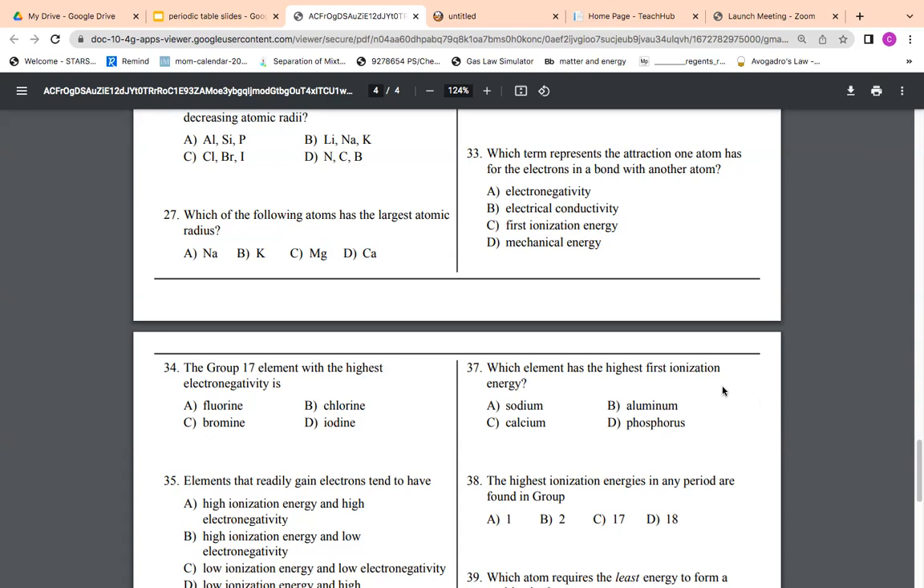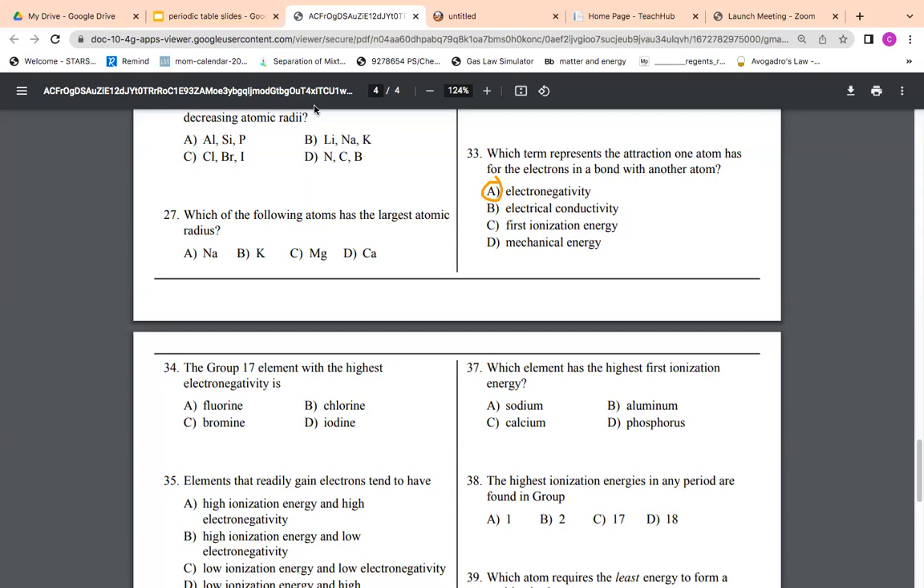Alrighty. Okay, 33. Which term represents the attraction one atom has for the electrons in a bond with another atom? This is the definition of electronegativity. This is the attraction for electrons. This is electronegativity. 34. Group 17 element with the highest electronegativity is, so group 17, these are the halogens.